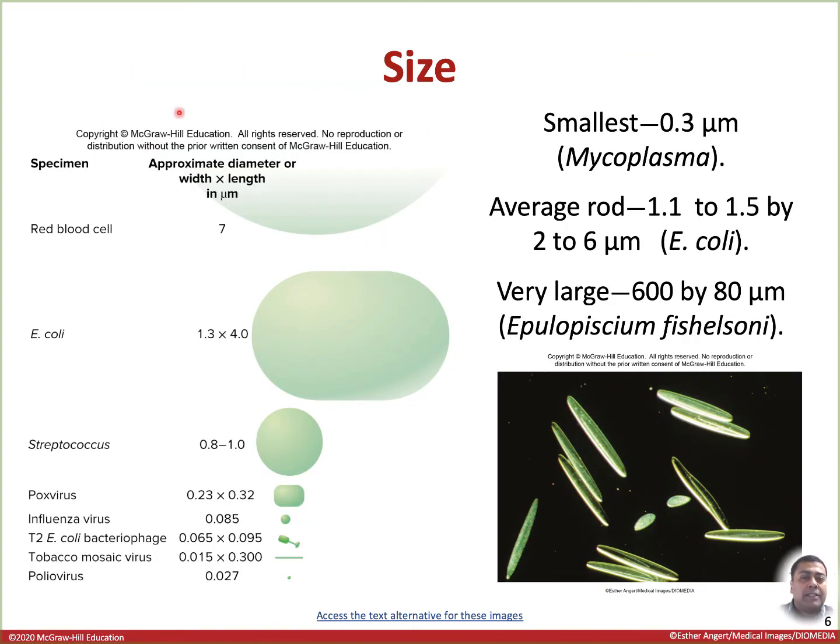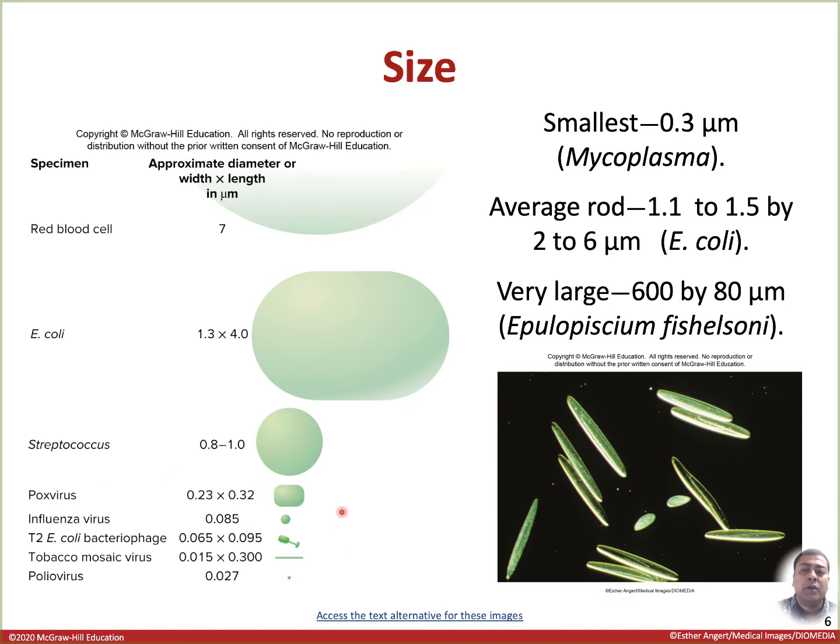So here is a size comparison. You can see that compared to a red blood cell, E. coli is much smaller, about 1.3 to 6 microns in diameter. Streptococcus is smaller, about 0.8 to 1 micron in diameter. And you can see that they are considerably larger than all the viruses, and that is the reason we can visualize them under the light microscope, whereas viruses we usually cannot see, except perhaps one or two, without the electron microscope.